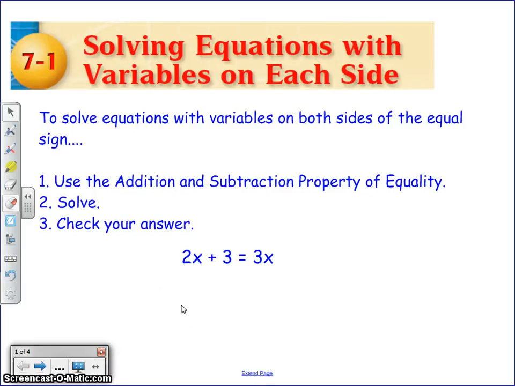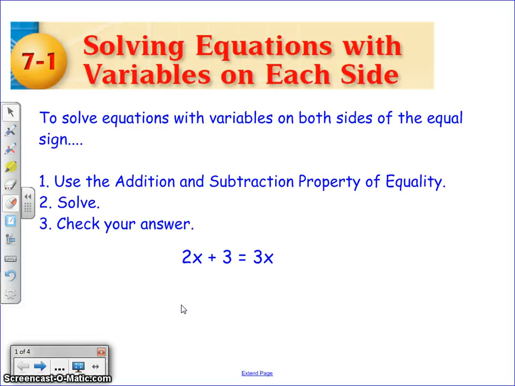Okay, we are starting a new unit in our book. It's Unit 3, and in this unit we're going to be talking about equations, inequalities, and functions. Chapter 7 will deal with equations and inequalities, and then Chapter 8 will deal with the functions pretty much. So Chapter 7, in Section 7-1, the first section, we're going to be talking about solving equations with variables on each side.